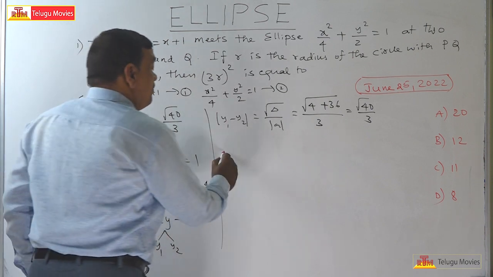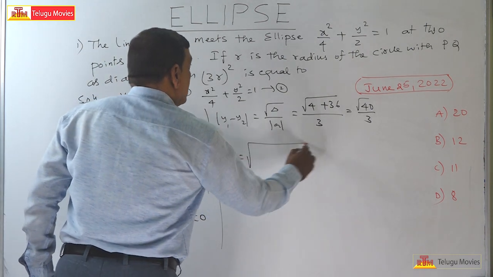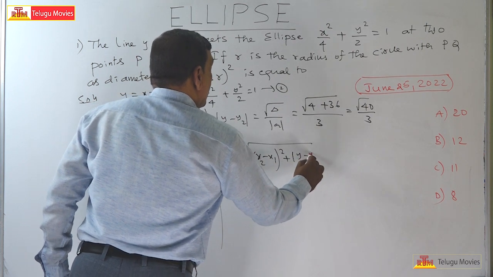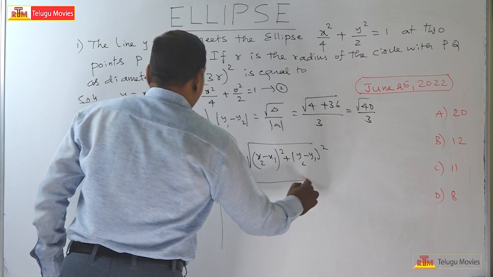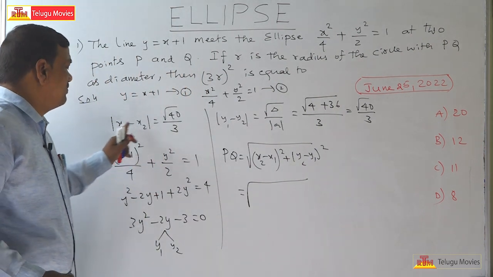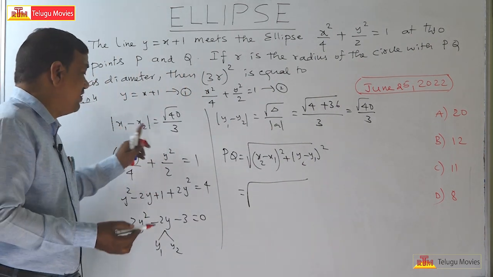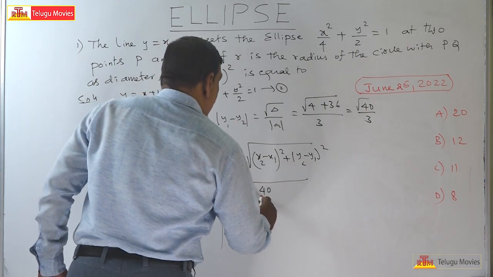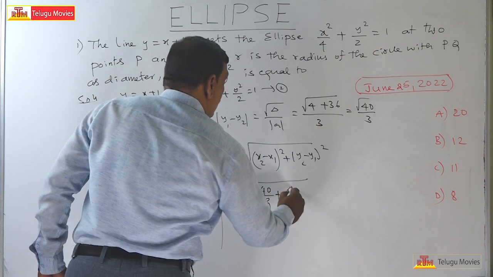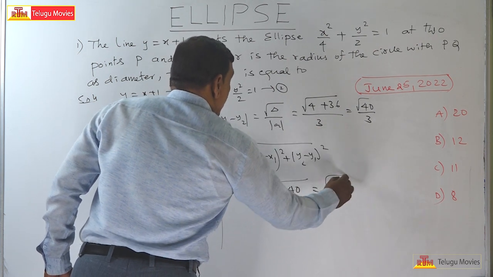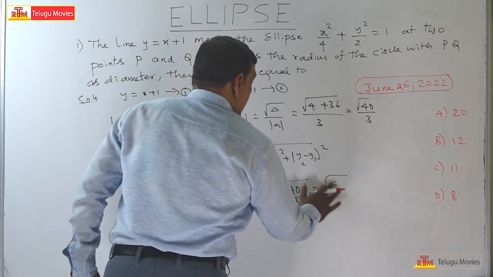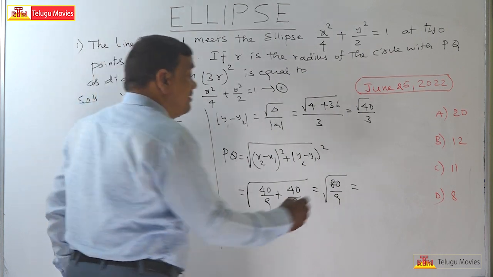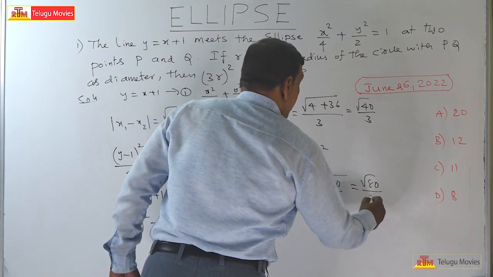So what is the distance between PQ? The distance between PQ is given by x2 minus x1 whole square plus y2 minus y1 whole square. So this is equal to x2 minus x1 whole square, means what? x1 minus x2 or x2 minus x1, nothing wrong in it, because it is a modulus quantity. So this is 40 by 9 plus this is also 40 by 9. So together 40 plus 40, 80 by 9. So this is 80 by 9, which means root 80 by 3.